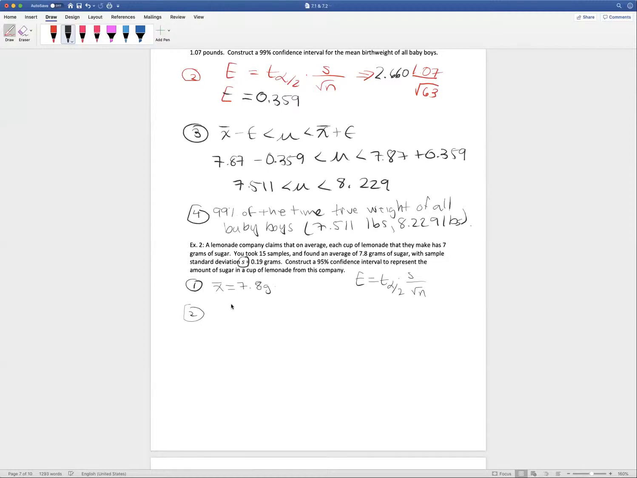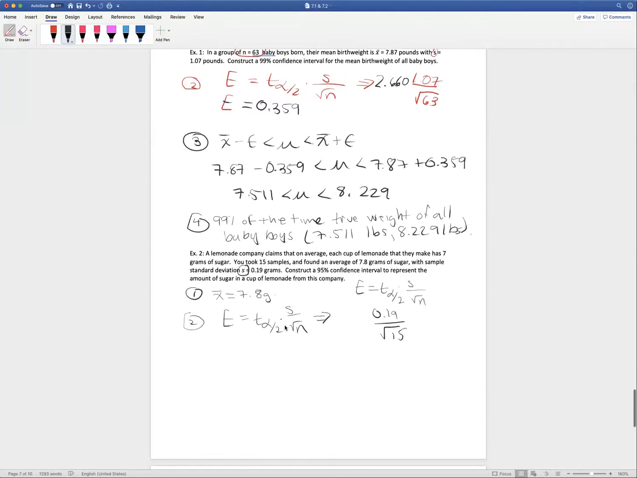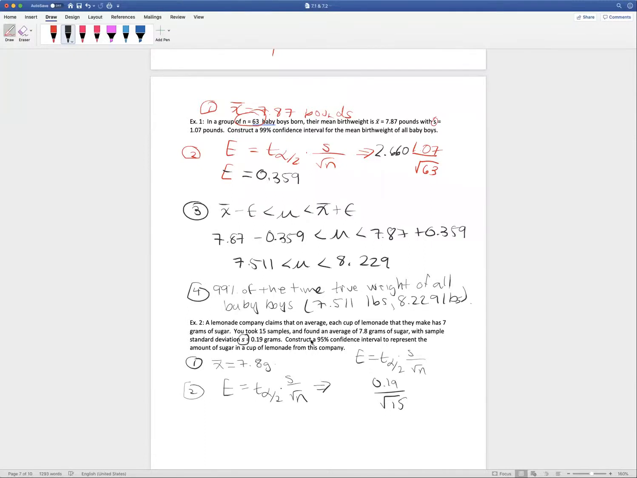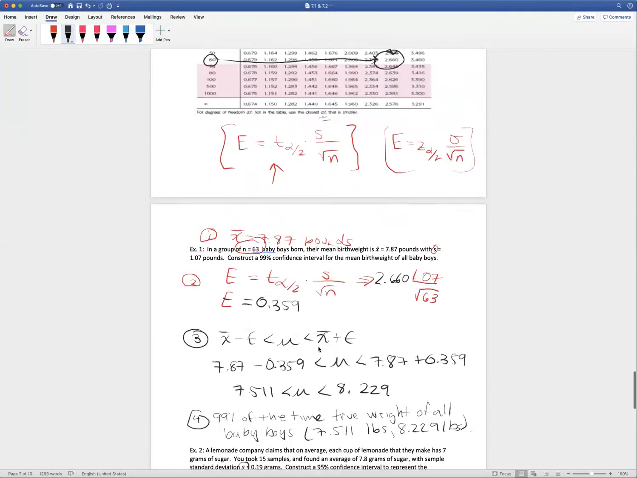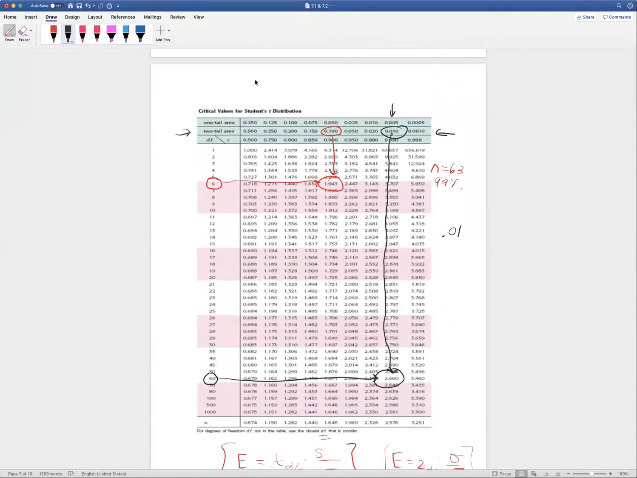So for our sample, we're going to use this formula. I'm going to start filling in information that I know. I know that S is 0.19. I know that n is 15. We need to figure out what t alpha over 2 is. And again, I'm going to use Student's t distribution because I don't know the population standard deviation. So we want to be 95% confident, and we have a sample size of 15. So 95% and 15.